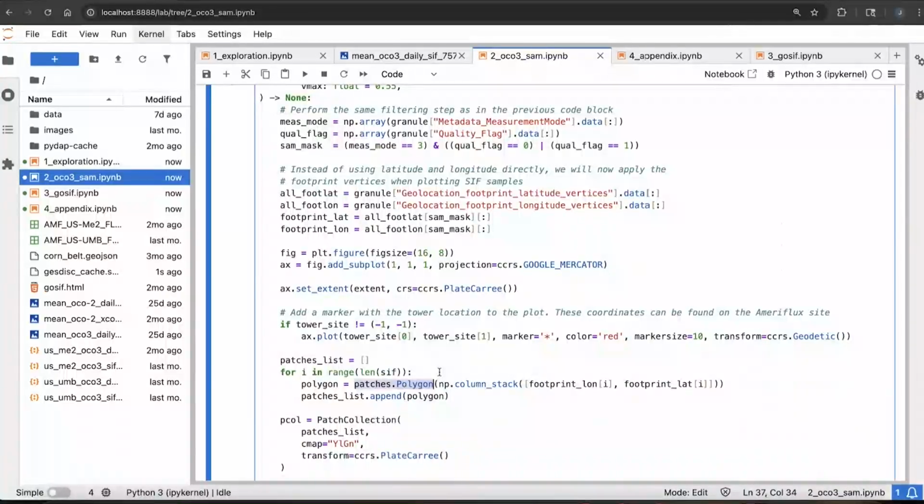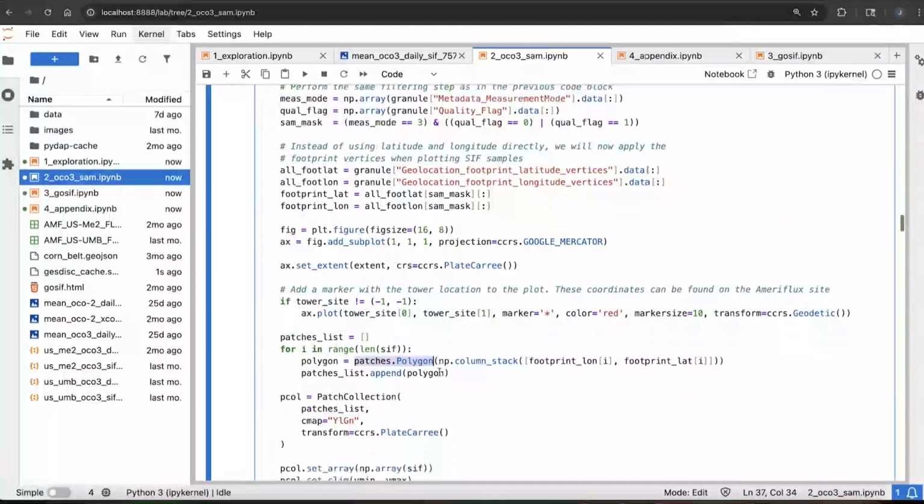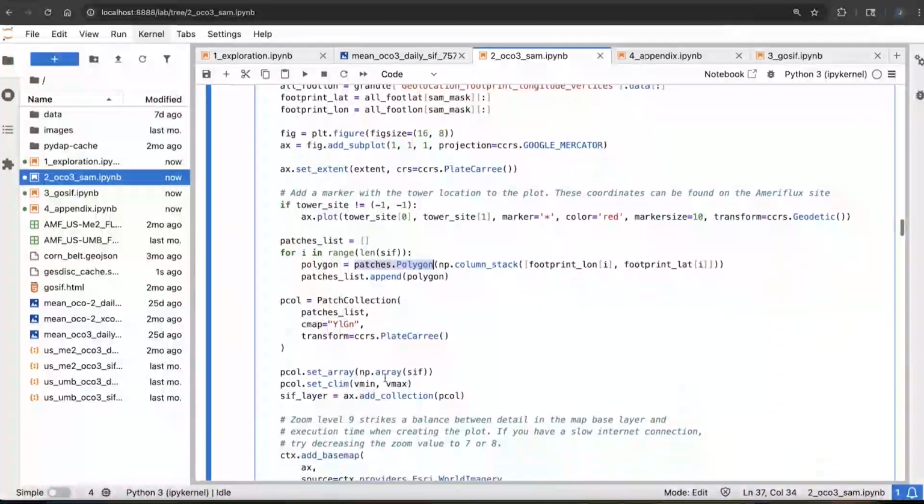Since these patches will be in the same order as the SIF sample values from the granule, we can color map each polygon with its associated value using the set array method in our patch collection that we've created up here. And this will automatically handle assigning the correct value to the correct quadrilateral.